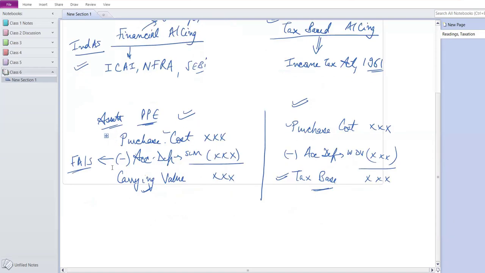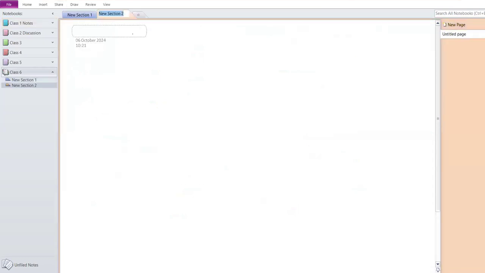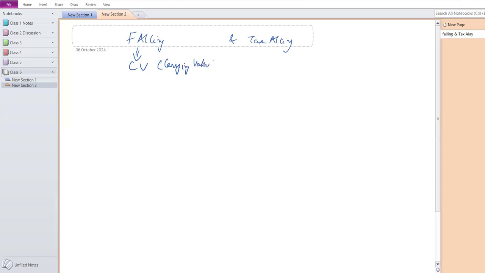Now, I have just told you that there is a difference between financial accounting and tax accounting. Financial accounting, I mean to say, is CV. I will be using CV in today's session for carrying value. You should assume that CV is this carrying value only, and here it is known as tax base. For this, I would be using the word TB. So what can be the difference between these two values, CV and the tax base?